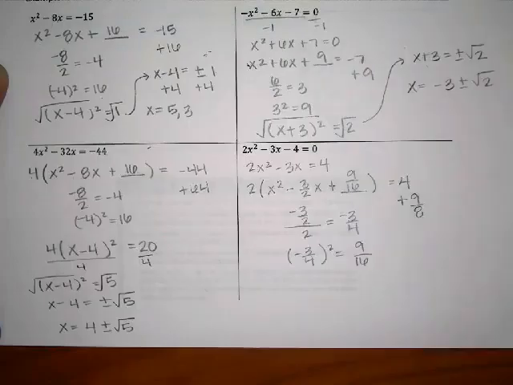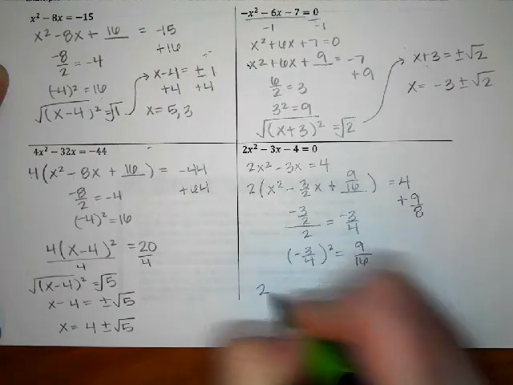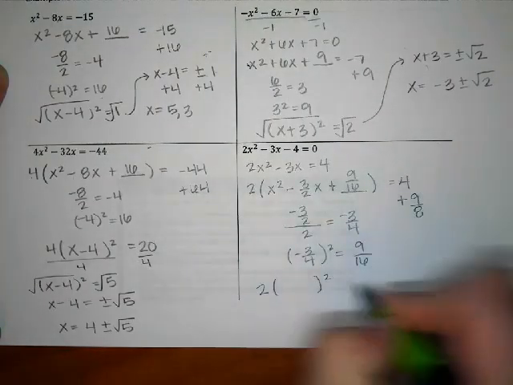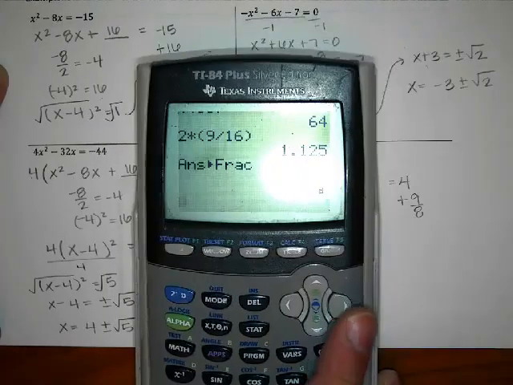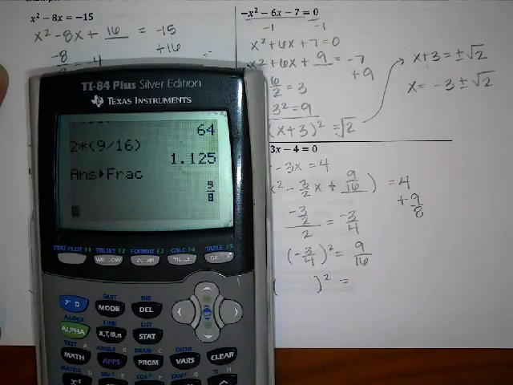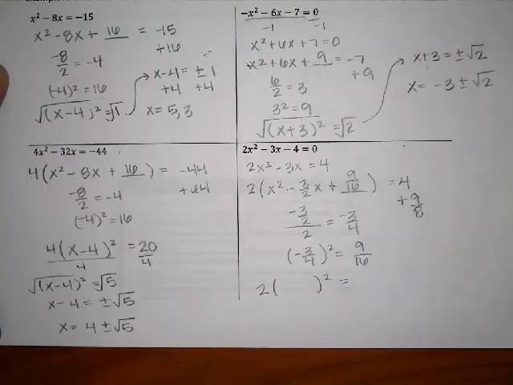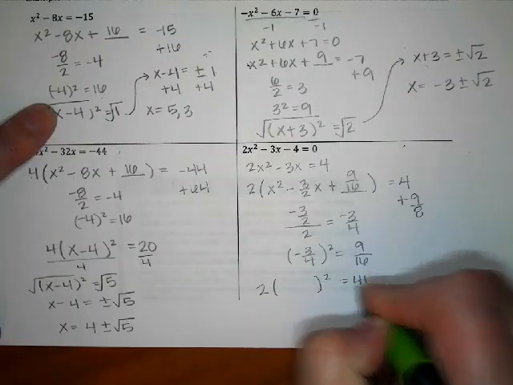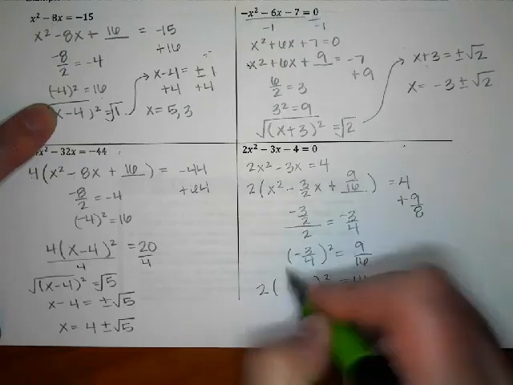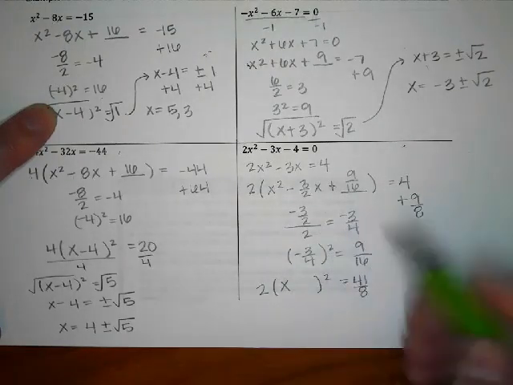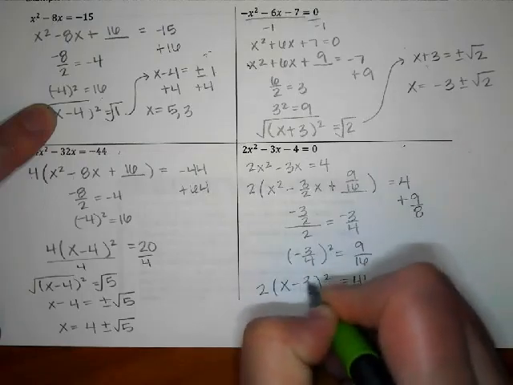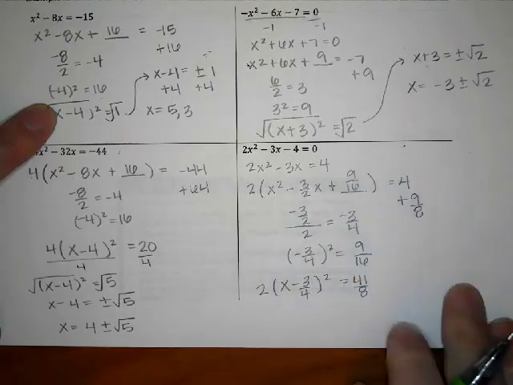Okay, so my number in front of the parentheses is 2. And then I have 9/8, and I'm going to add 4 to that. Plus 4. 41/8. Okay. In the parentheses, I have an x. When I divided by 2, I got negative 3/4. Okay, so I can go about solving this.